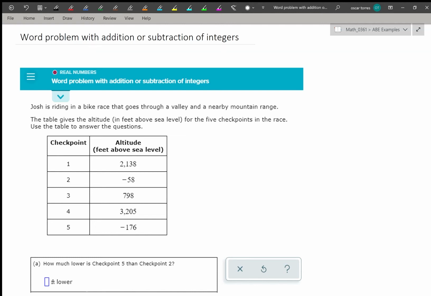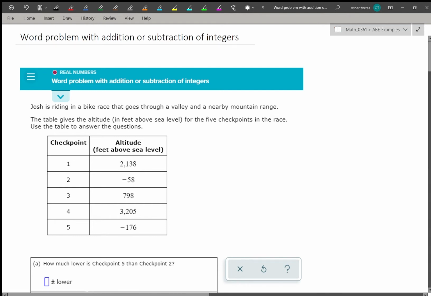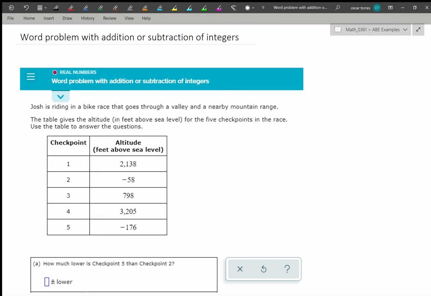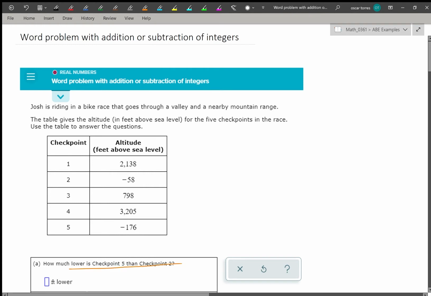When working with word problems, it's really important to pay attention to the order in which a problem or a question is written. This particular problem talks about somebody going through a valley in a nearby mountain range, and it gives me their altitude at different checkpoints. The question itself is how much lower is checkpoint 5 than checkpoint 2?